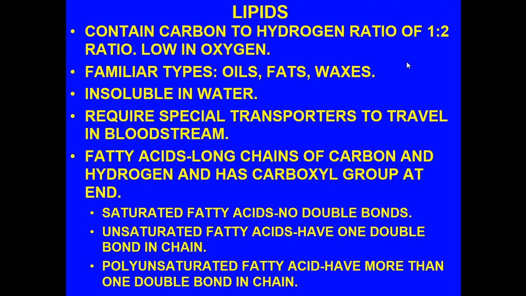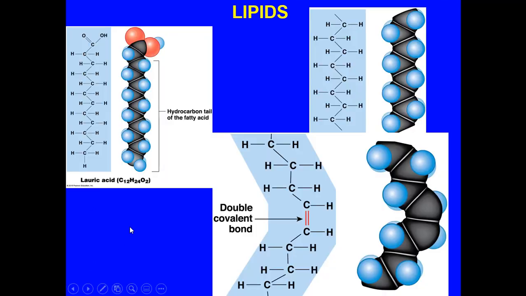Now, when we have a saturated fatty acid, along that entire chain, there's no double bonds. When we have an unsaturated fatty acid, it has one double bond in the chain. Polyunsaturated fatty acids have more than one double bond in the chain. Here's what I mean. Here is your chain. Notice that in this entire chain, from carbon to carbon, carbon to carbon, etc., you go all the way down. This is lauric acid, a fatty acid. Here is your carboxyl group here. And each one of these lines symbolizes single covalent bonds.